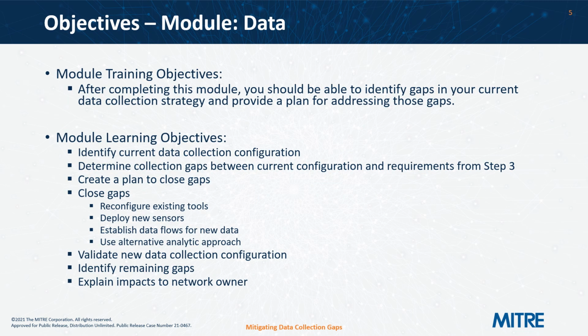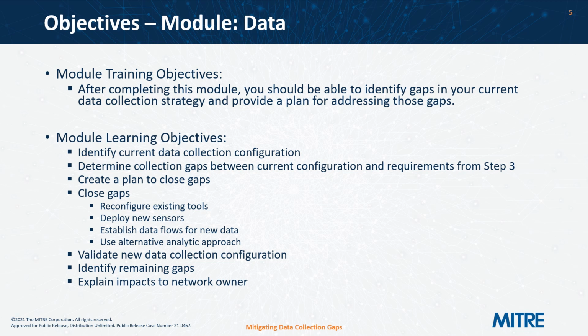So what are we trying to accomplish in this step? At the conclusion of this training, you should be able to identify any gaps in your data collection within the environment in which you are attempting to find adversaries, be able to develop a data strategy, and provide a plan for addressing any gaps you have identified. To achieve this, you need to know how to identify current data collection configurations, determine data collection gaps between the current configurations and the requirements we defined in Step 3, and create a plan to address those gaps.